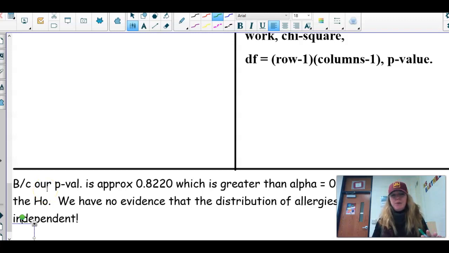I'm sorry, let me rewind. Our first sentence is always about H0. We look at our p-value compared to our alpha. We either reject the H0 or we fail to reject the H0. Our second sentence is always we have evidence for HA or we have no evidence for HA. The second sentence is the one that has to be in context.